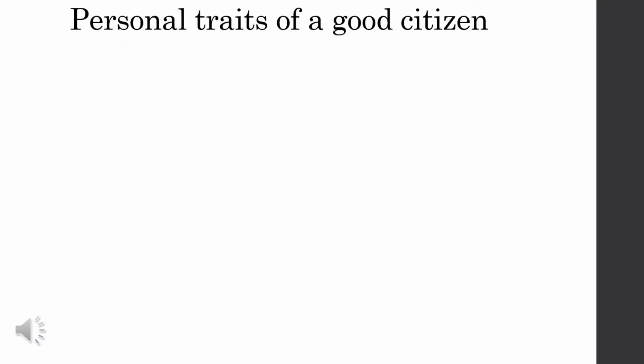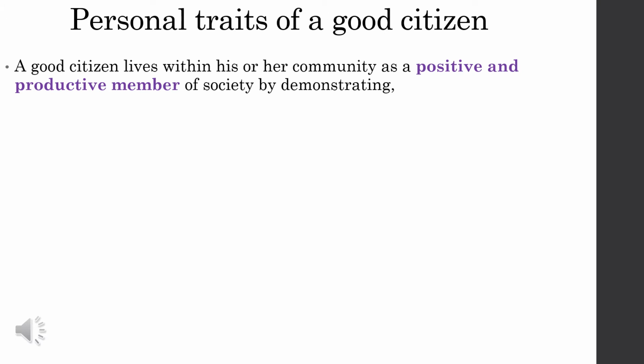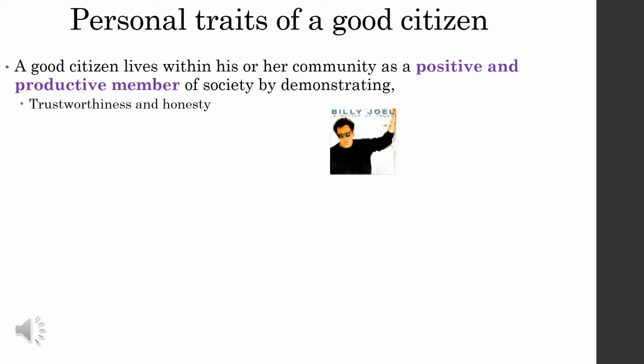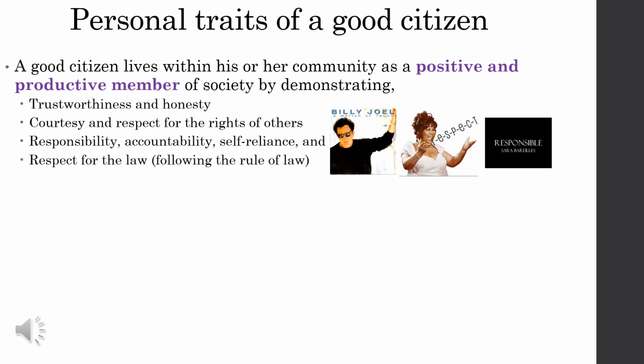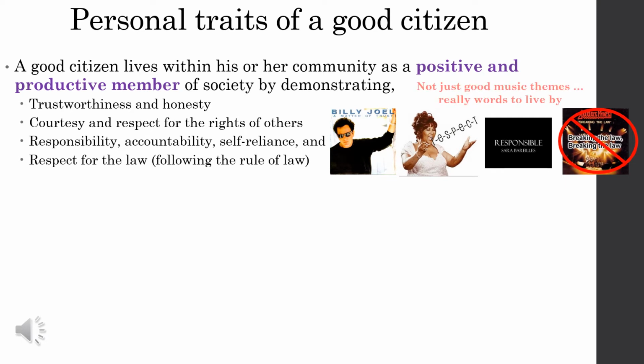We've talked about the duties and responsibilities of citizenship, but now it's time to talk about the individual, you and me, and what makes up the personal traits of a good citizen. A good citizen lives within his or her community as a positive and productive member of society by demonstrating trustworthiness and honesty. It's always been a matter of trust, courtesy, and respect for the rights of others. Respect, responsibility, accountability, and self-reliance. Be responsible and respect the law. Following the rule of law. In other words, we're not breaking the law. These are not just good music themes, they're really words to live by.